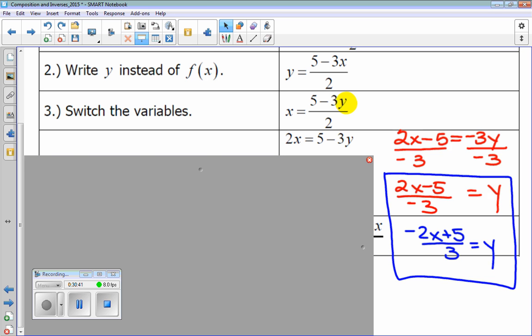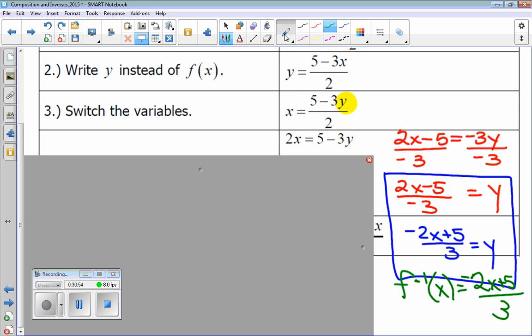And that is the inverse. So oftentimes we write it like this. The inverse of f of x was negative 2x plus 5 all over 3. So since we started out with inverse notation, we can end it with it. Wow, purple? No.